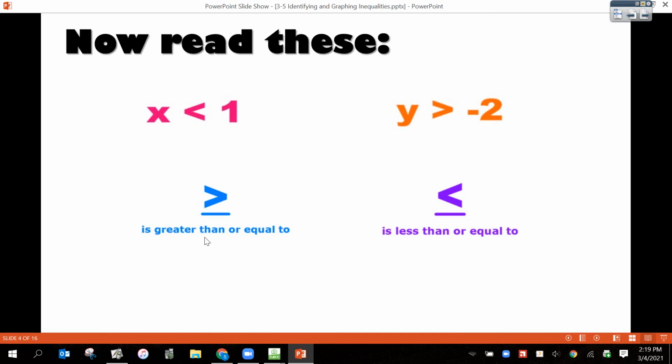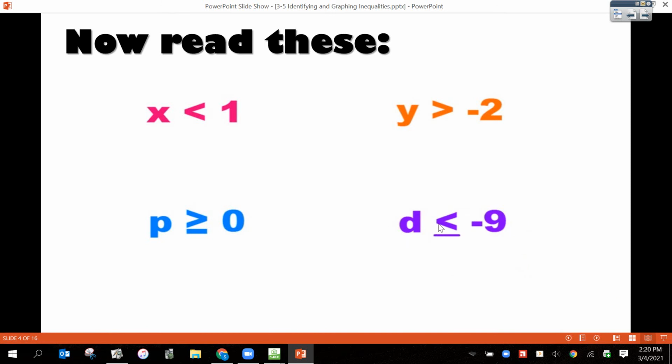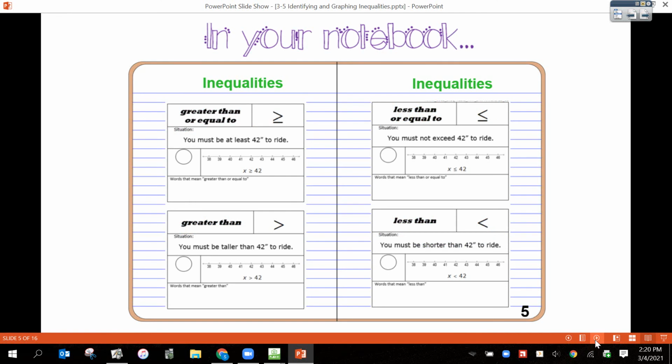Now we have the greater than or equal to. So P can be greater than or equal to 0. That means it includes 0 and any positive numbers. Less than or equal to. D is less than or equal to negative 9. That means it can be negative 9, negative 10, negative 11, and all the fractions in between. It can keep going down to negative infinity. Okay, these are the notes that we're going to use for today.